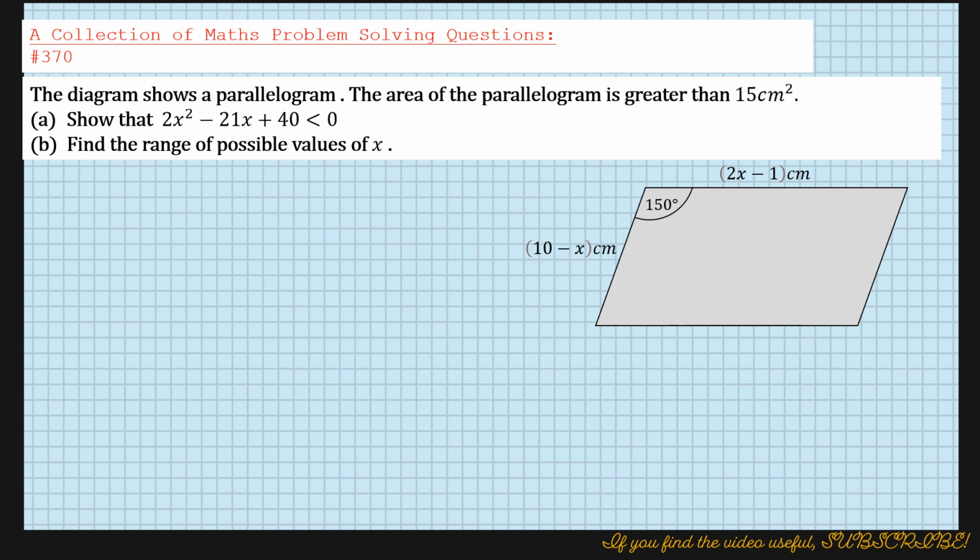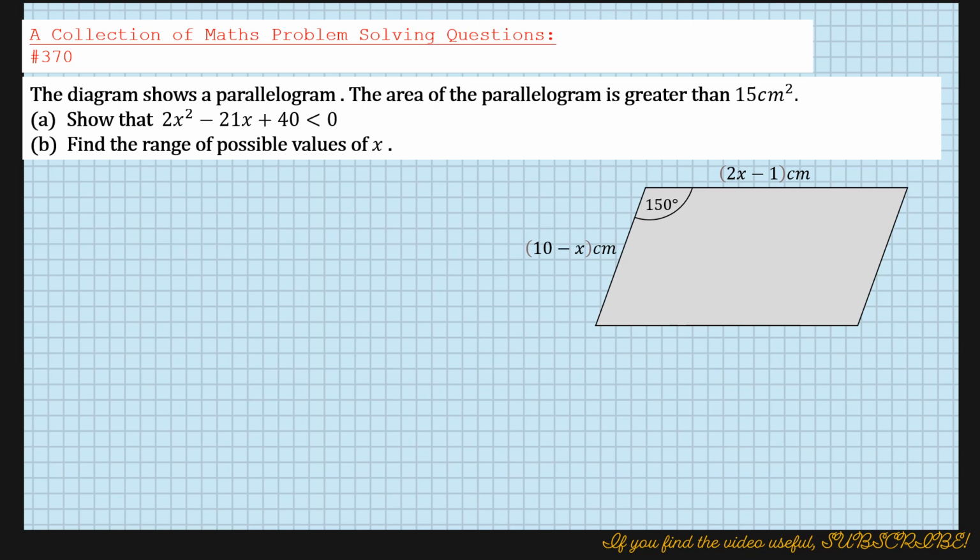The diagram shows a parallelogram. The area of the parallelogram is greater than 15 centimeters square. Show that 2x squared minus 21x plus 40 is less than 0 and find the range of possible values of x.